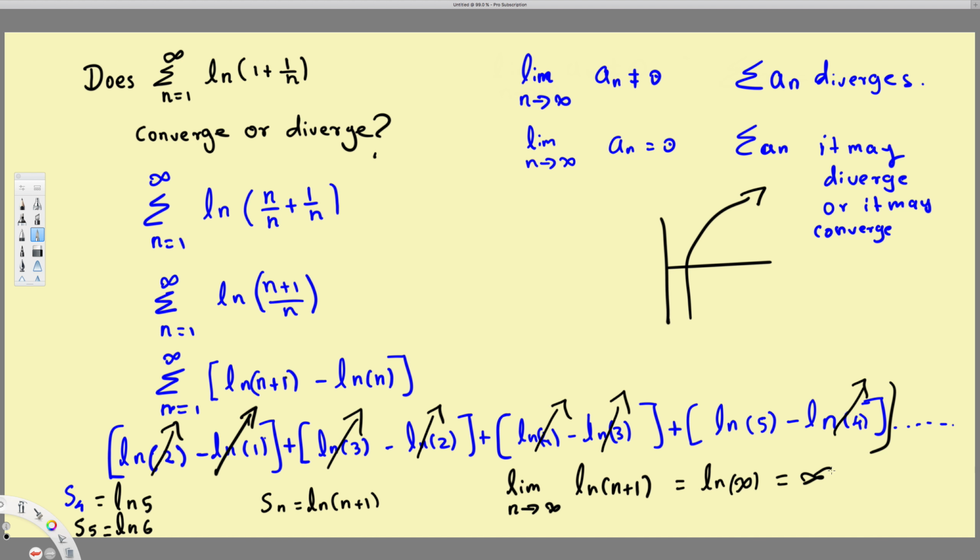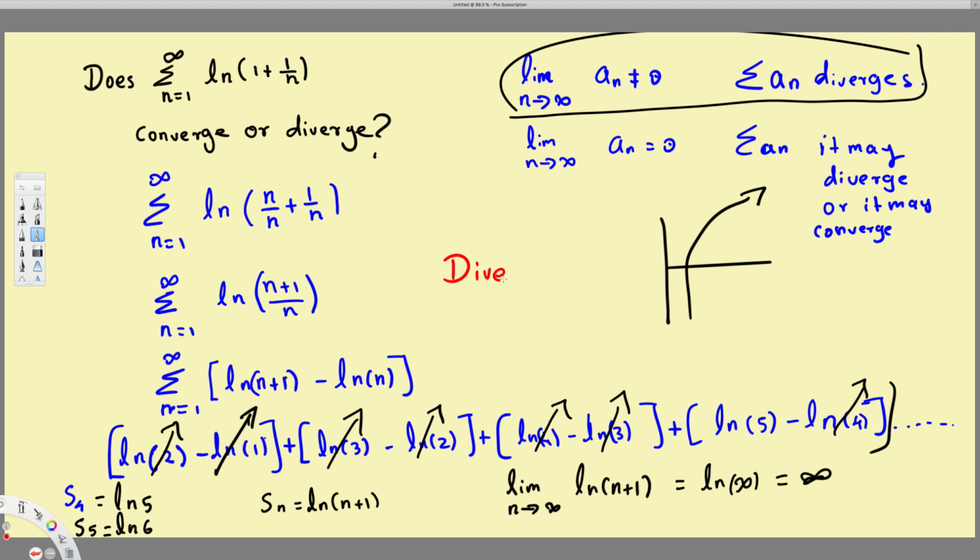We know that infinity is not equal to 0, so it satisfies the first condition right here: the limit as n approaches infinity is not equal to 0. That means it automatically diverges. So the answer for this one is diverges. And that's how we do these kinds of problems.